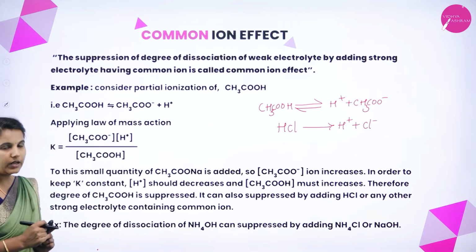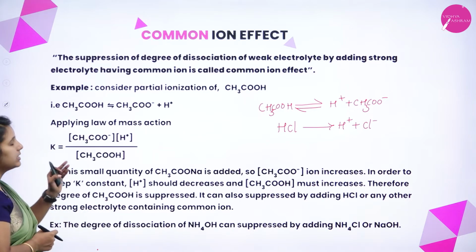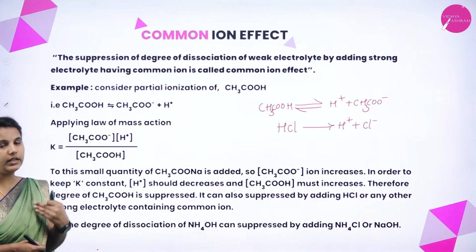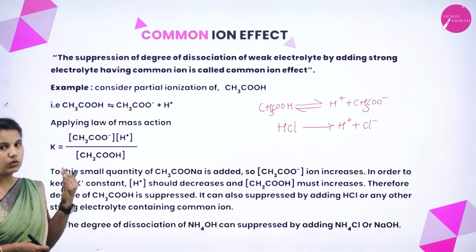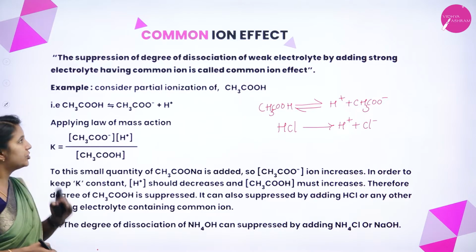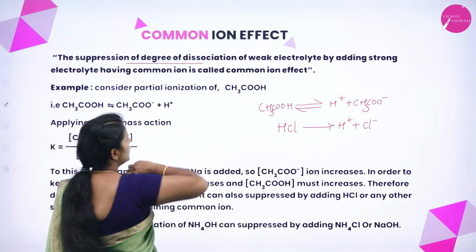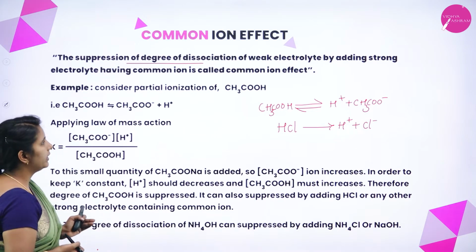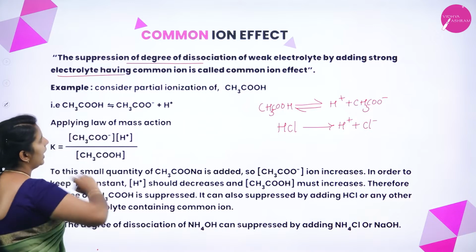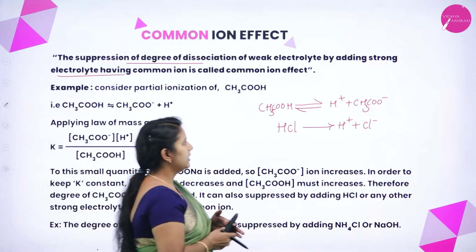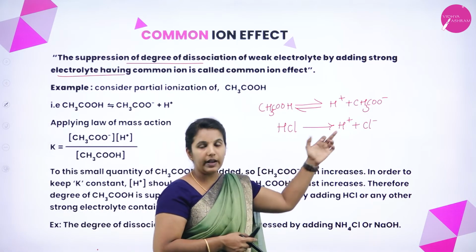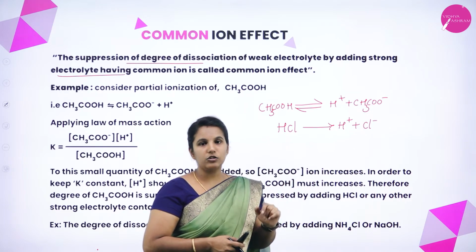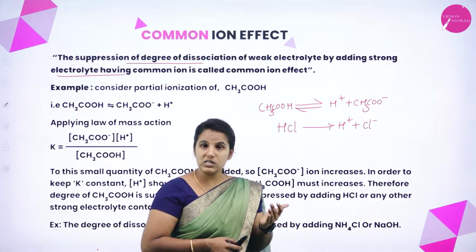There is a depression, or we can say a suppression, in the dissociation of the acetic acid that will be observed. So what is it? It is nothing but a suppression of degree of dissociation of the weak electrolyte by adding a small quantity of strong electrolyte having the common ion. Here in this example I have taken the weak electrolyte which dissociates to give H plus ion and acetate ion. To this weak electrolyte I have added the HCl gas, which is a strong electrolyte.